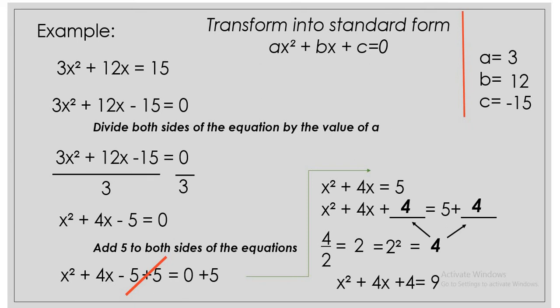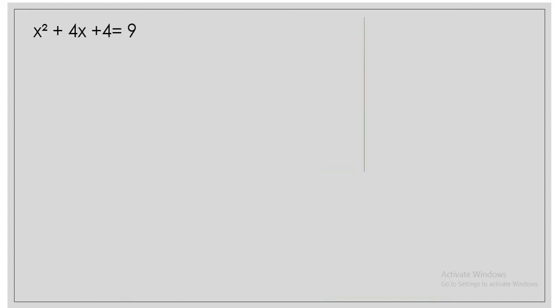So let us simplify the equation. x squared plus 4x plus 4 is equal to 5 plus 4, which is 9. So let's continue. We have here x squared plus 4x plus 4 is equal to 9. The next step is to factor the x squared plus 4x plus 4. This is a perfect trinomial, so we will have two same numbers here.